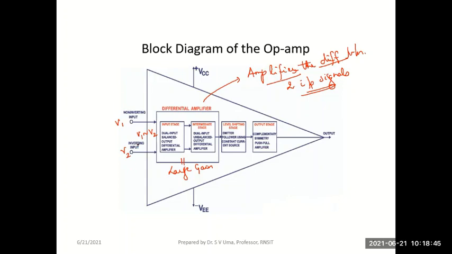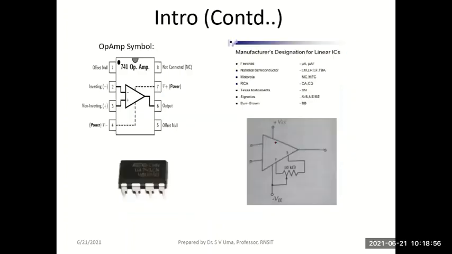So an op-amp takes two inputs and provides one output. Here the output voltage is like this. Okay, this is the basic block diagram of an op-amp. Next, coming to the pin configuration of the op-amp.